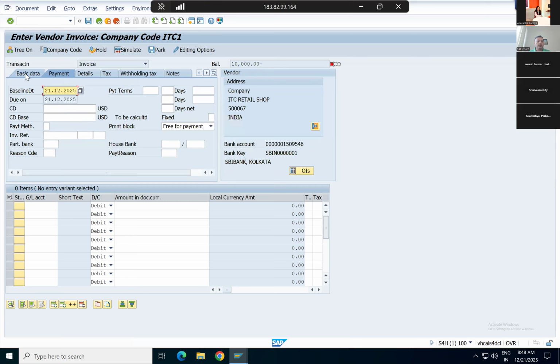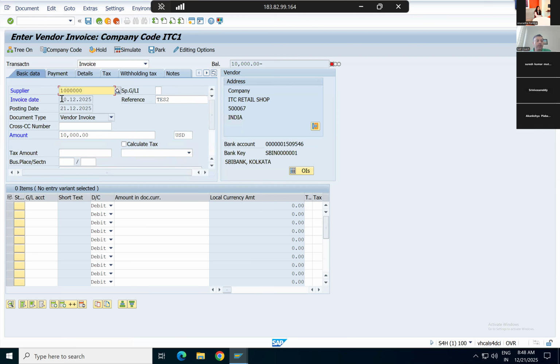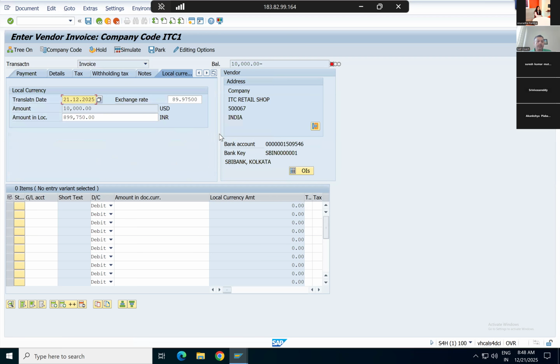So you see here, I have put 10/12 as my vendor invoice date, but 21/12 is today's date. So here, in FB60, I'll click on local currency. It shows that it has done the conversion at 89.975 by default, and it will book the vendor invoice at 899,750. So this is the sample FB60. So it is doing it at that rate.